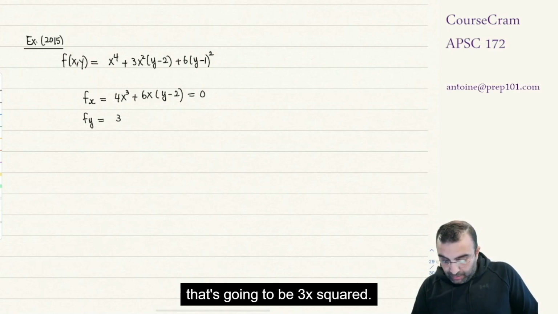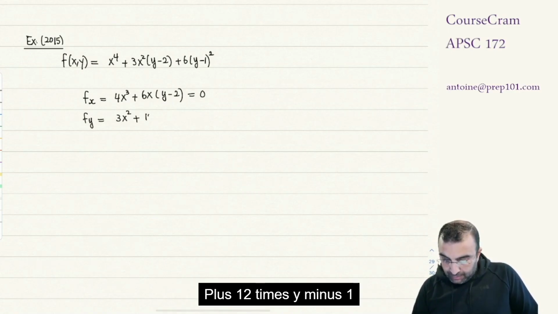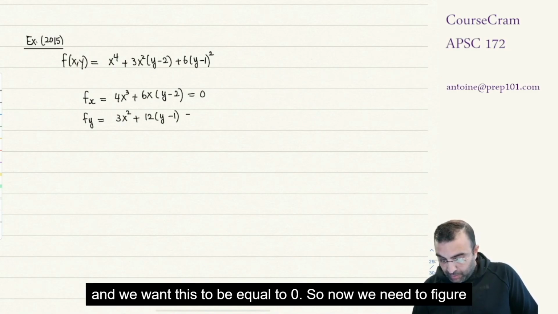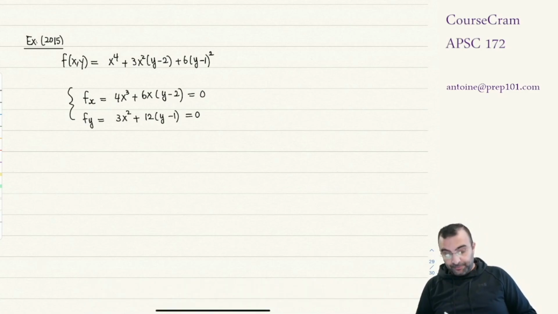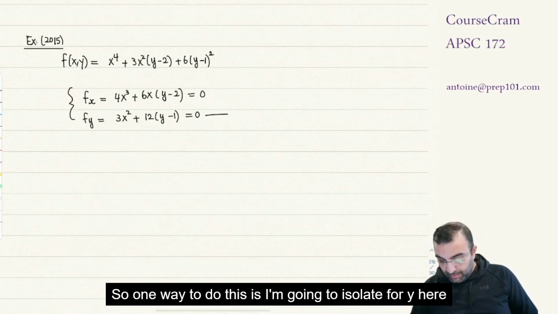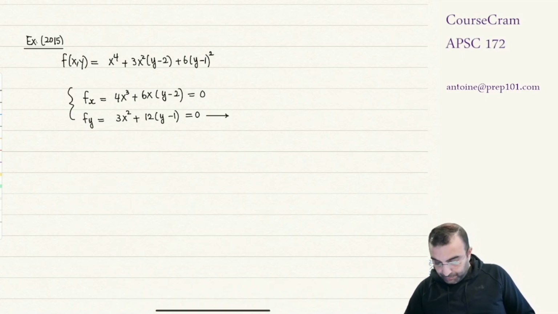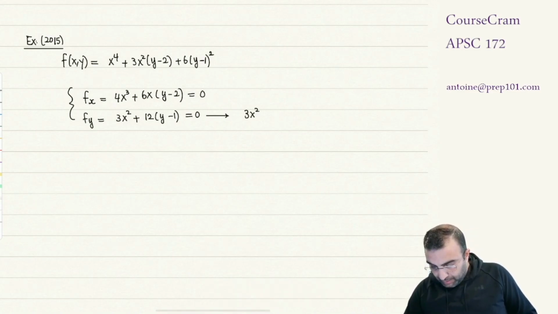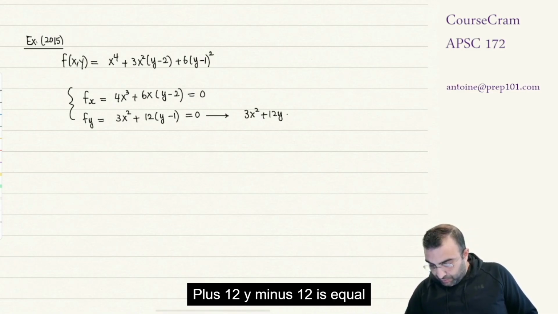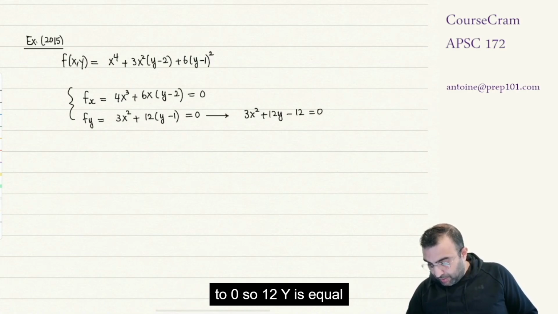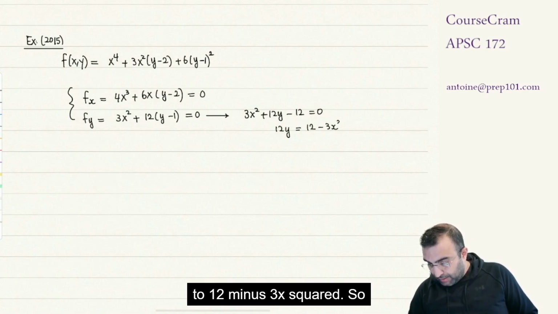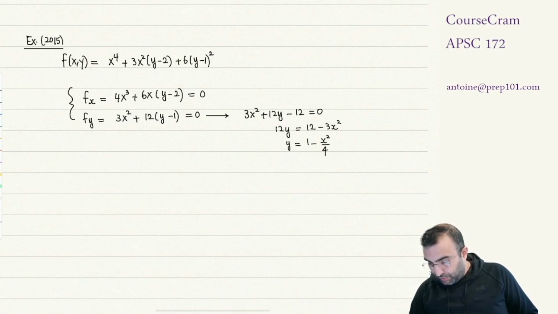That's going to be 3x squared plus 12 times y minus 1, and we want this to be equal to 0. So now we need to figure out a way to solve this system. One way to do this is I'm going to isolate for y here, replace it here, and then solve. So that's 3x squared plus 12y minus 12 is equal to 0. So 12y is equal to 12 minus 3x squared. So y is equal to 1 minus x squared over 4.